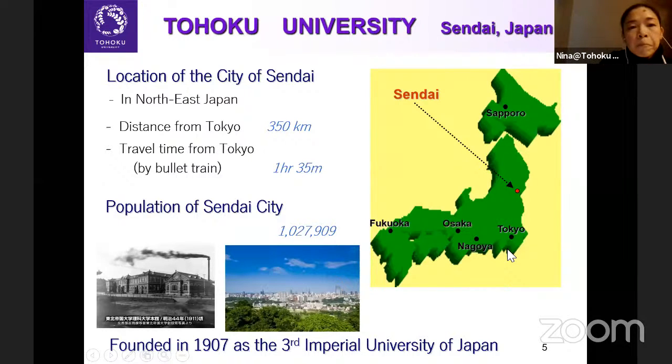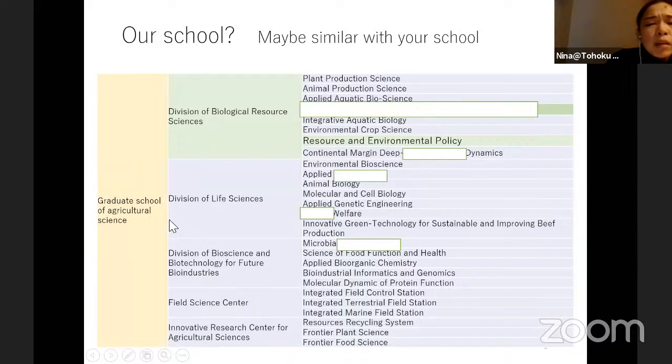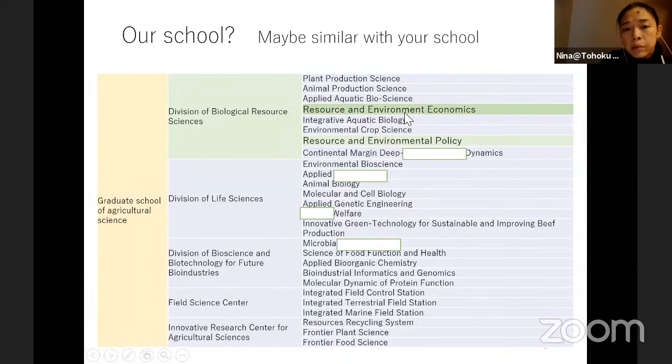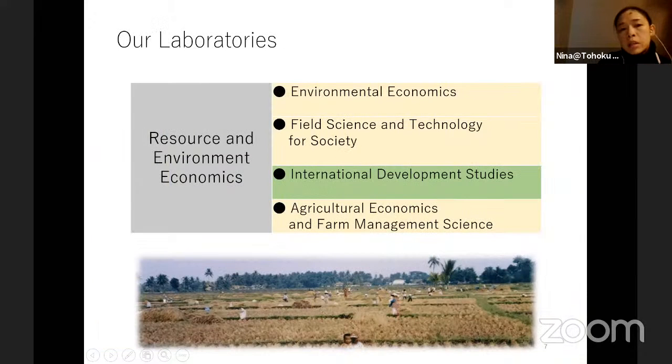So from here, our graduate school of agricultural science is maybe similar to your school. Our course is resource and environmental economics, so we study agricultural economics. In our school, we have, for example, marine science about aquaculture and sea ecosystems. We also have plant science, animal science, and some professors do research about microbial biotechnology. So maybe the same as your school. We have many courses, and our course is economics.